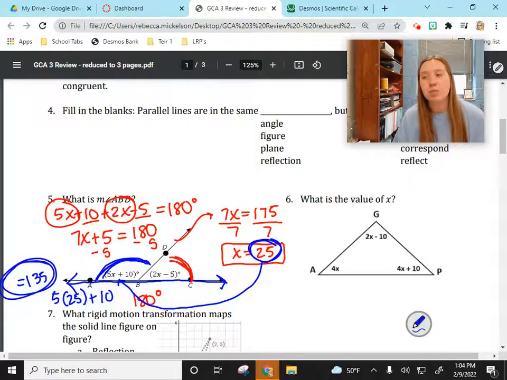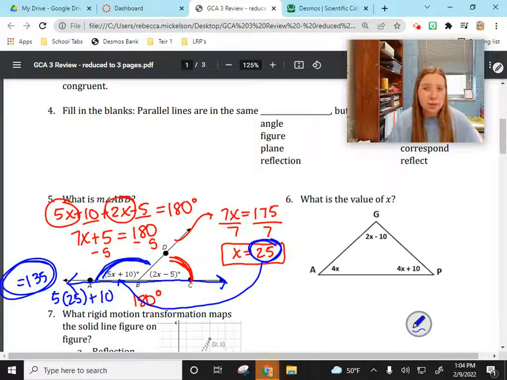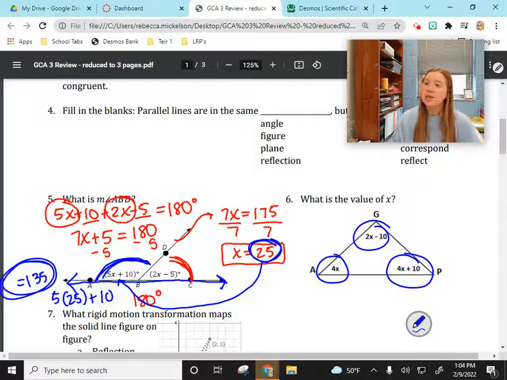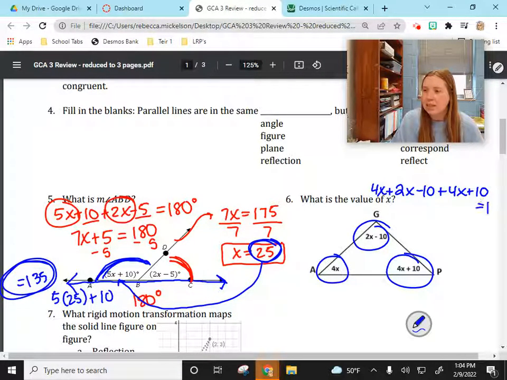And number 6 is really similar, except we're dealing with a triangle this time, but our setup is very, very much the same. We know that all of the angles in a triangle, when we add them all together, should equal 180. So I'm going to take 2x minus 10, and add 4x plus 10, and I ran out of space, so I'm going to put my 4x over here. All 3 of my angles, if I add them all together, should equal 180 degrees.